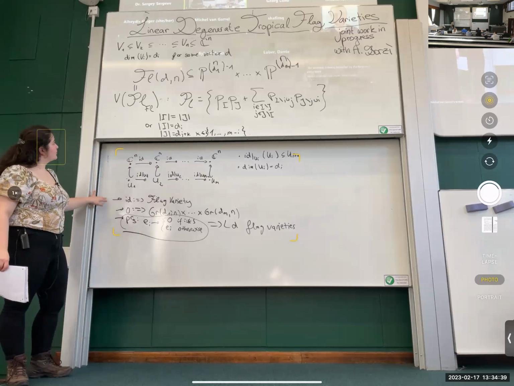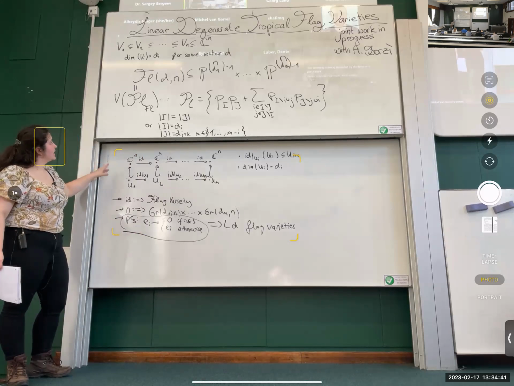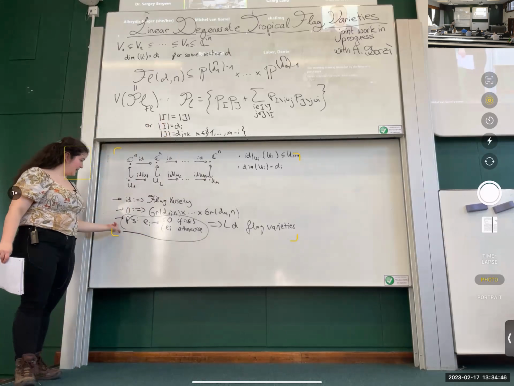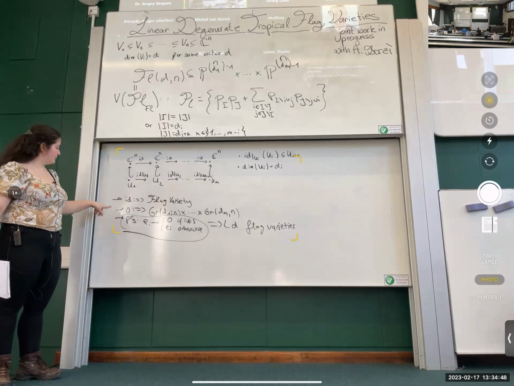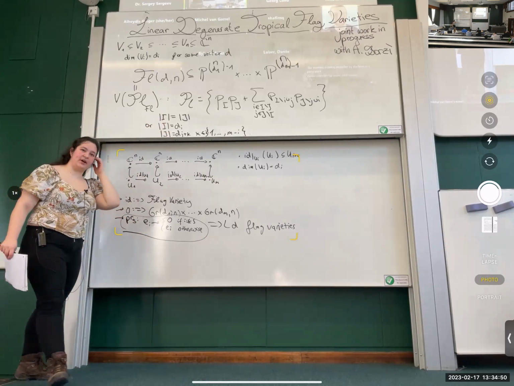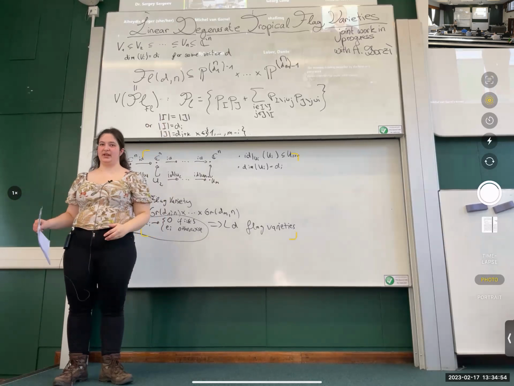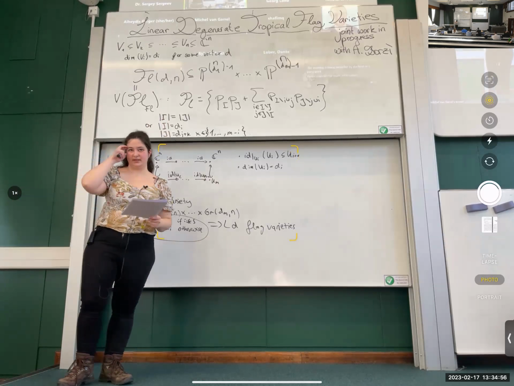And maybe one more word before we go to the tropical side. Why are these called linear degenerate flag varieties? Because if you write down the Plücker relations of these linear degenerate flag varieties, you can show that those are linear initial degenerations of the original Plücker relations.